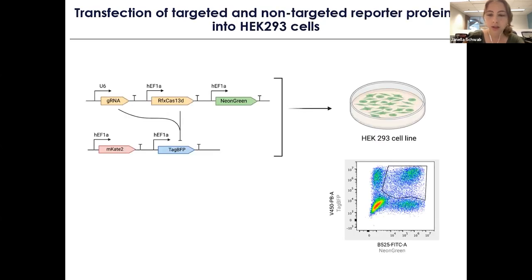To test this, we transfected two plasmids. One had Cas13D, a green transfection control, and two guides that targeted MK2. The other plasmid had the target MK and an untargeted fluorescent protein tagged BFP, which would allow us to see if the levels of the untargeted protein were decreased on top of the decreased levels of the target. We quantified this using flow cytometry. Next slide.